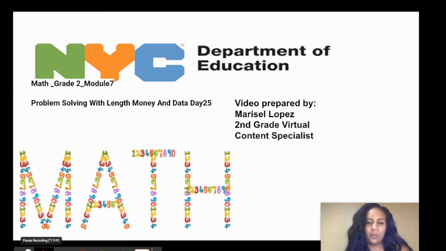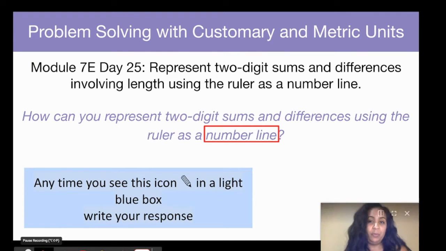In today's lesson, we will continue learning about measurement. This time, we are going to solve word problems involving measurement. We will also be introducing the number line. Are you ready to get started? Today, we will be answering the following question. How can you represent two-digit sums and differences using the ruler as a number line?